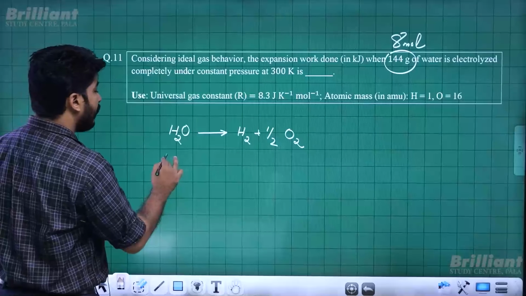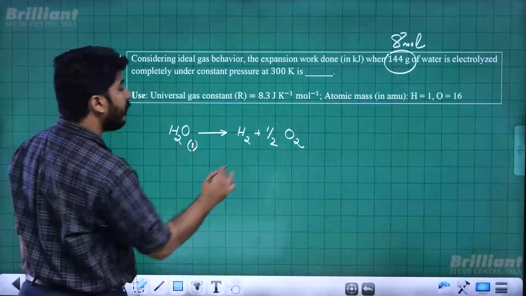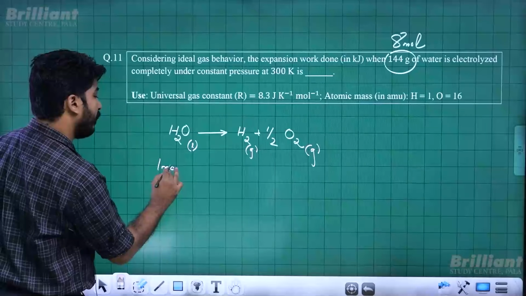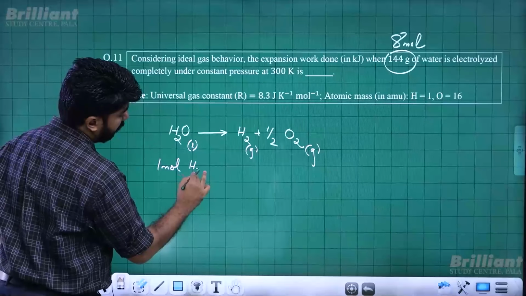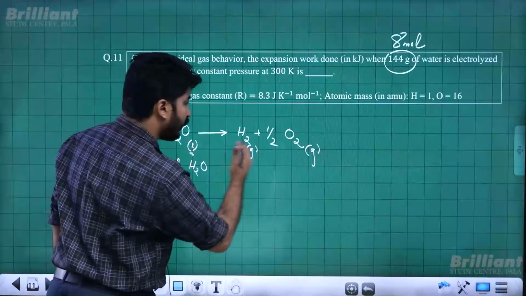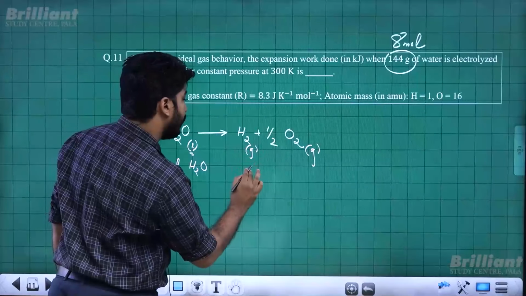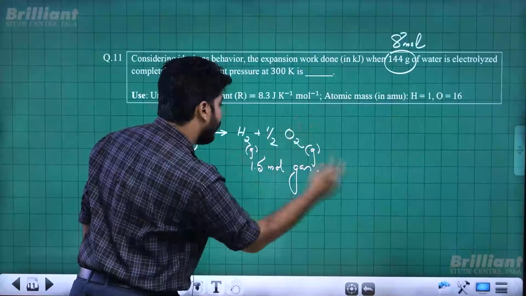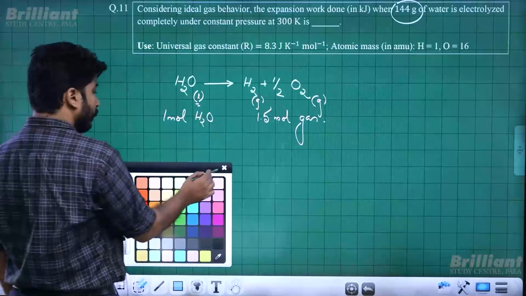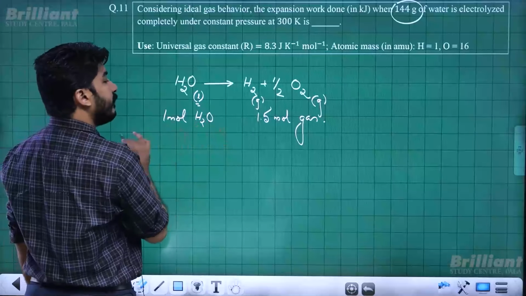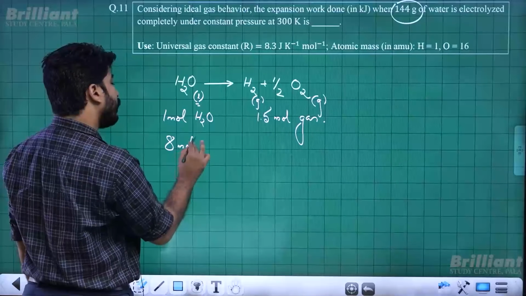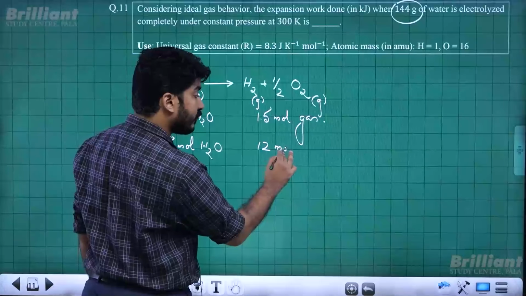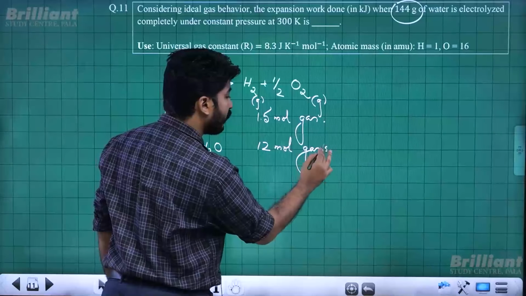Now, from the equation it is clear that 1 mole of liquid decomposes to 1.5 moles of gases. 1 mole H2O, which is in liquid state, is giving out a total of 1 plus half, that is 1.5 mole of ideal gas. Let's assume ideal behavior. And here we have taken 8 moles of H2O for electrolysis. Therefore, we will be getting a total of 12 moles of gases at the end of the process.